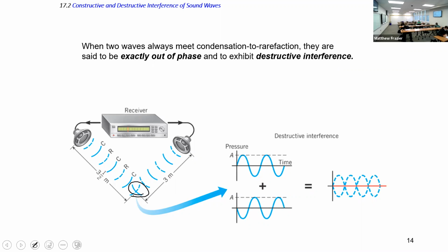And so note that this is 3 meters and this is 3.5 meters. The wavelength here seems to be 1, 2. Ooh, the drawing is weird. That's what it is. The drawing is weird. 1, 2, 3. 1, 2, 3.5. Let me erase some of these so it's not confusing.